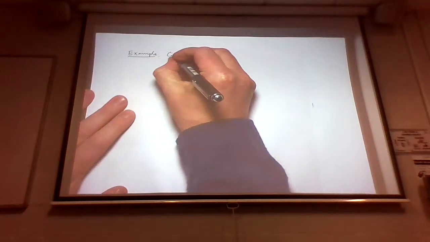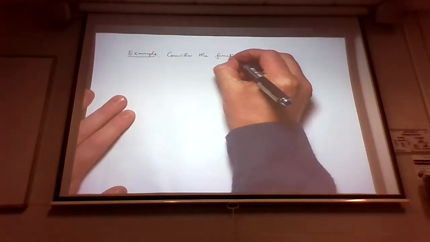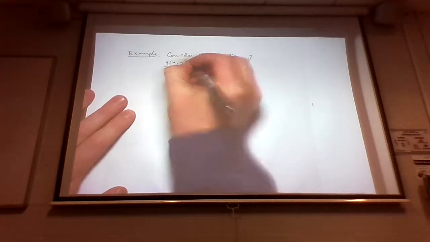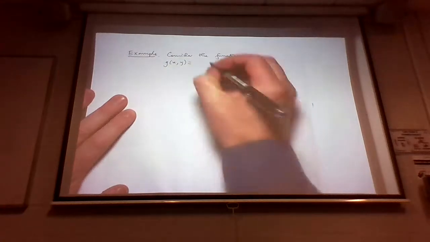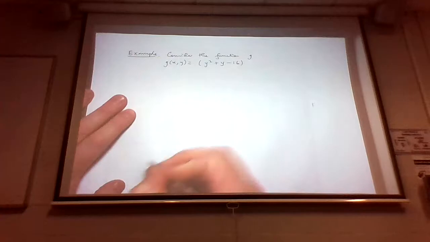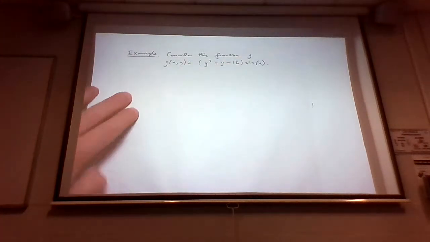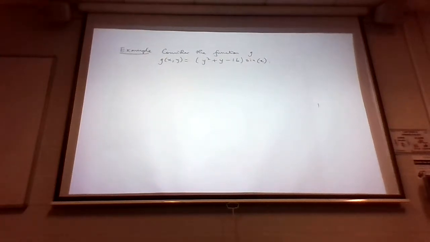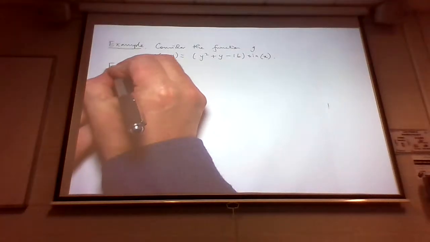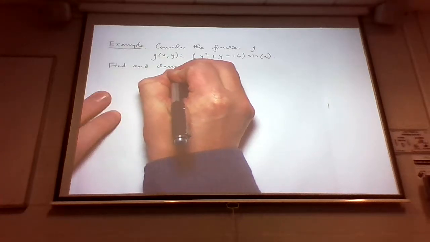So we're going to consider the function g, okay, which has this definition: g of x, y is y squared plus y minus 16. So it's this polynomial part multiplied by the sine of x. Okay? And the instruction is to find and classify all of the stationary points of this.